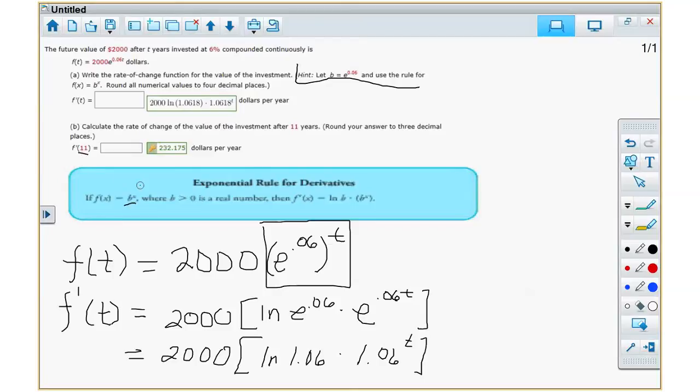Okay? And then of course, what do you do with f prime of 11? Will you please stop? Plug it in. Yeah, one more and you're out. You plug f prime of 11 into the T right there, and it should give you that number right there. Does that help?